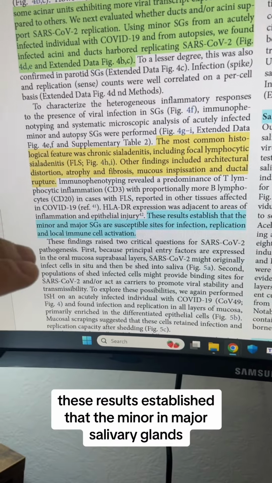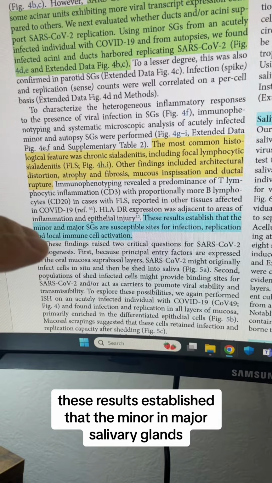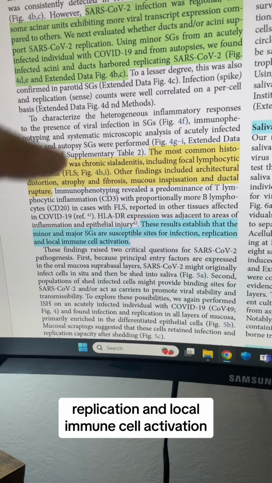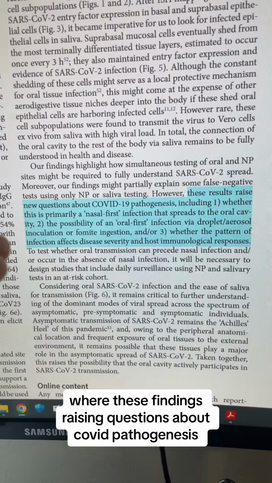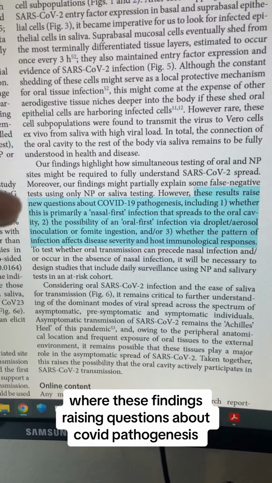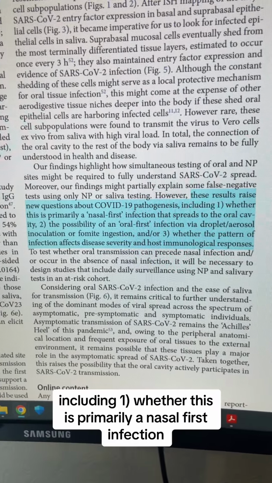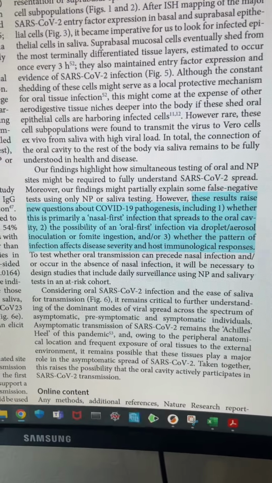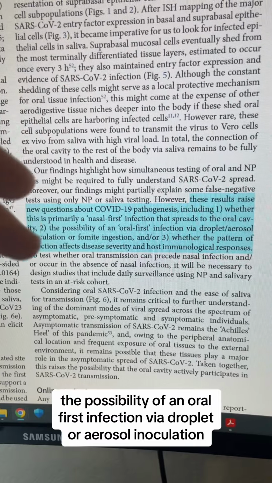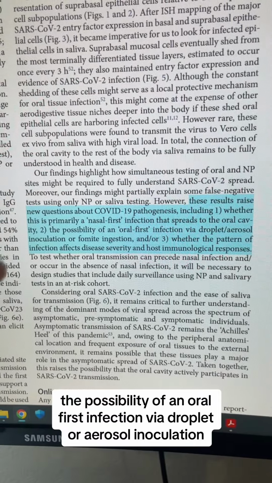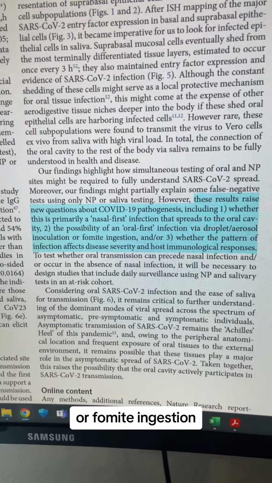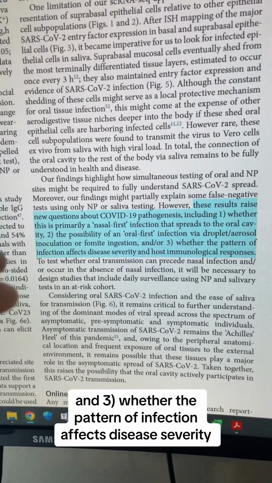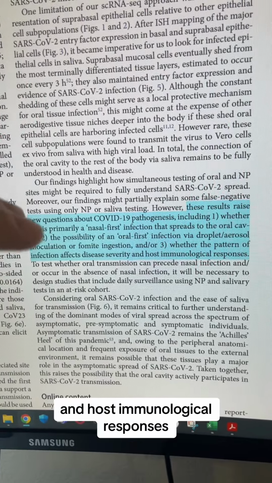These results establish that the minor and major salivary glands are susceptible sites for infection, replication, and local immune cell activation, where these findings raise new questions about COVID pathogenesis, including one, whether this is primarily a nasal first infection that spreads to the oral cavity, and two, the possibility of an oral first infection via droplet or aerosol inoculation or fomite ingestion, and three, whether the pattern of infection affects disease severity and host immunological responses.